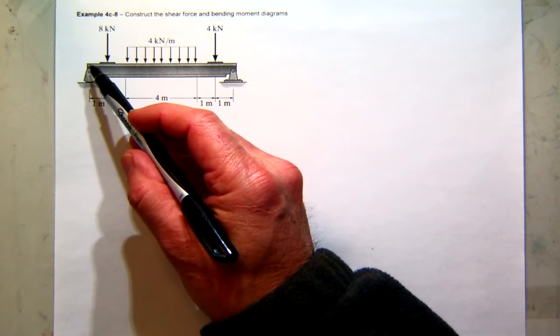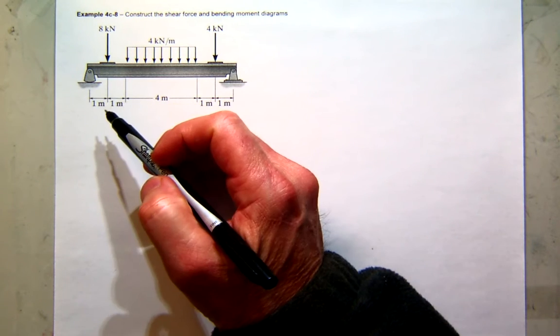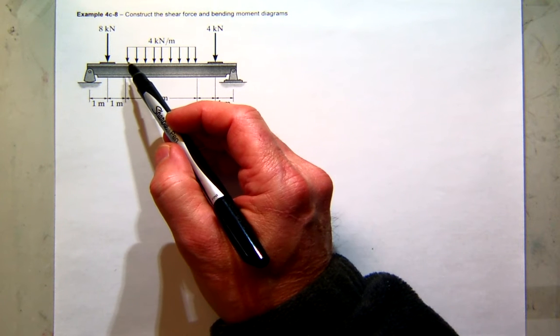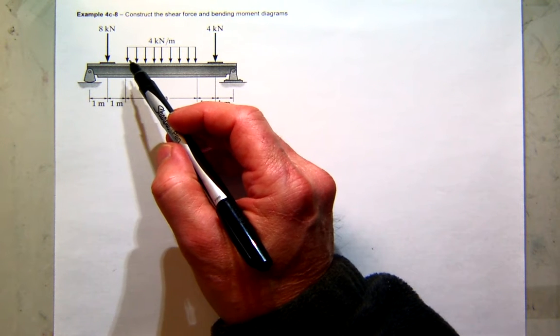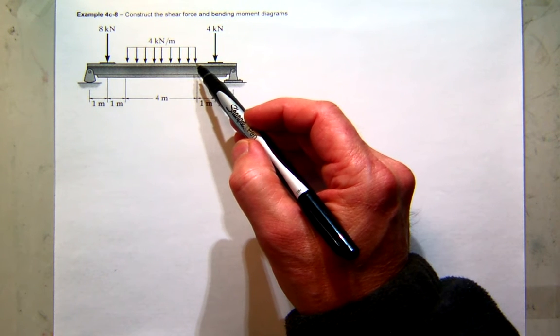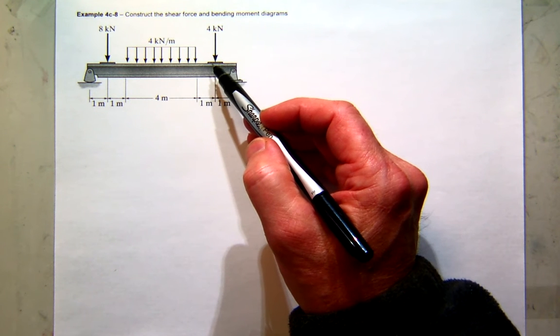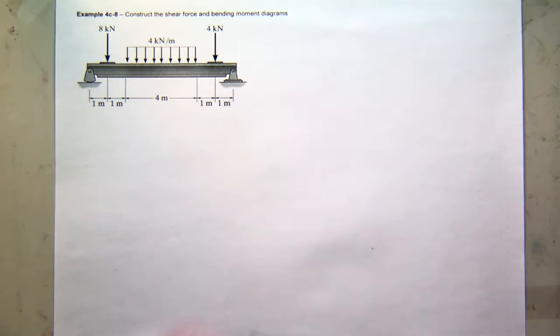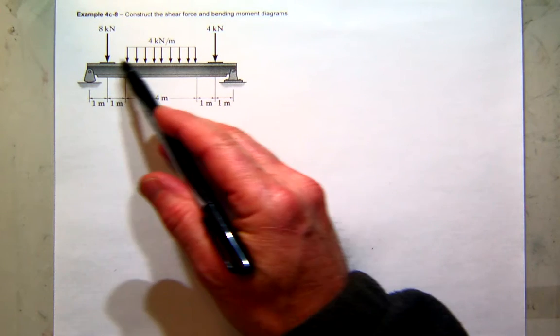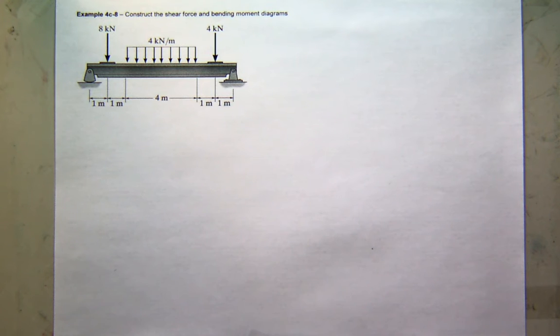How many would I have to write? I have to write one from 0 to 1, a second one from 1 to 2, a third one from 2 to 6, a fourth one from 6 to 7, and a fifth one from 7 to 8. You'd have to write 5 sets of equations. Why? Because of the discontinuities in the loading, right? That would take you a better part of an hour probably to pull off, I would guess.